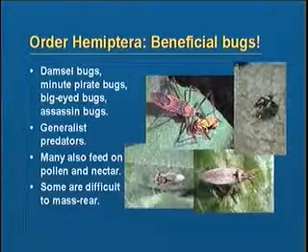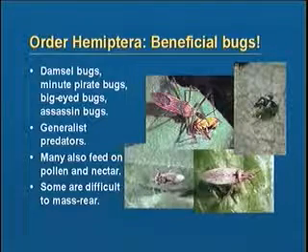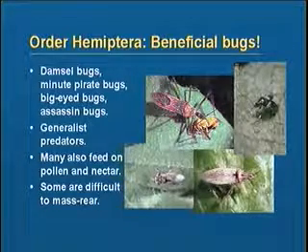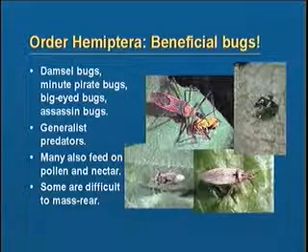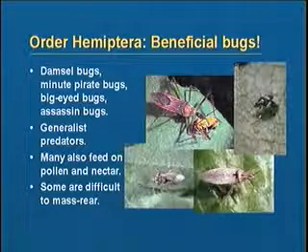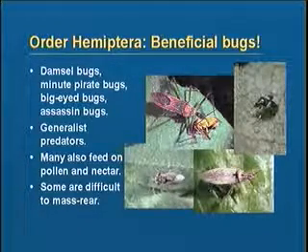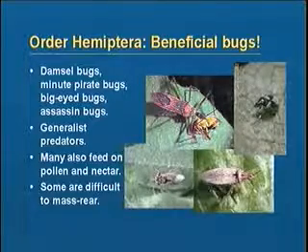Beneficial hemiptera, we have a lot of them, and they're beautiful. Damsel bugs, minute pirate bugs, big-eyed bugs, assassin bugs, these are all beneficial hemipterans. Most of these are generalist predators, if not all. When we term something a generalist predator, it means it doesn't have a specific host. Some beneficial insects require a specific host. They feed on a specific host or oviposit in a specific host.